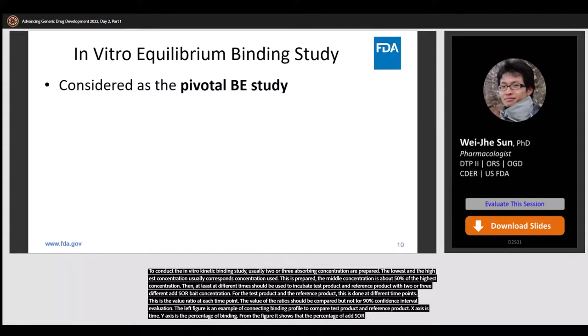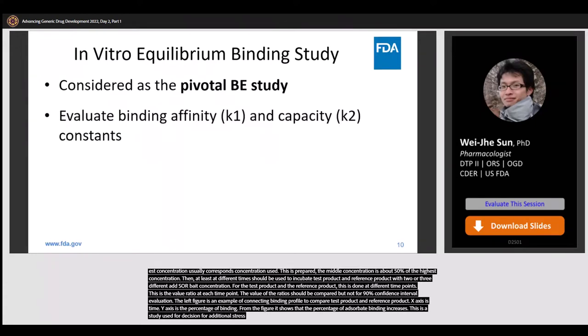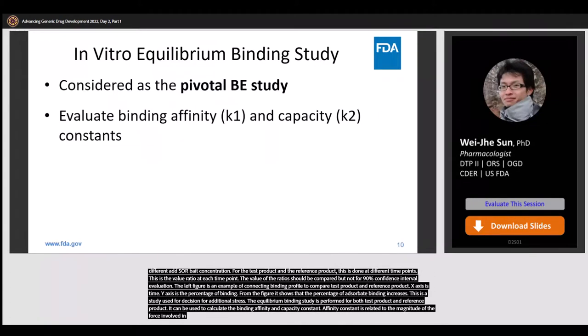For the in vitro equilibrium binding study, it is considered as the pivotal study and is used for biowaiver decision for additional strengths. The equilibrium binding study is performed for both test product and the reference product. It can be used to calculate the binding affinity constant and the capacity constant. Affinity constant is related to the magnitude of the force involved in the binding process. Capacity constant is the maximum amount of adsorbate which can be bound per unit weight of the drug substance.